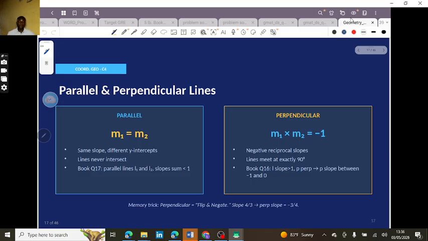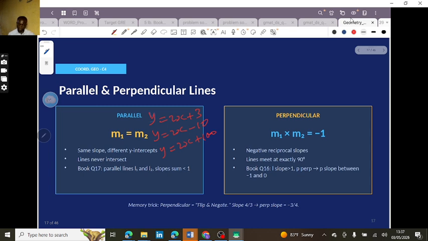When are two lines parallel? Two lines are parallel when they have the same slope. For instance, y equals 2x plus 3 and y equals 2x minus 10. y equals 2x plus 100. All these are parallel because they have the same slope.